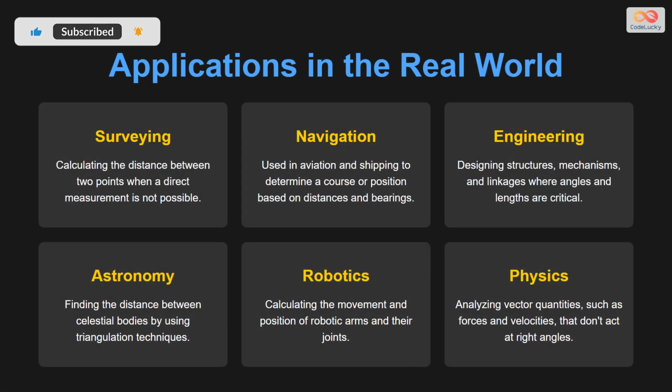This isn't just a theoretical concept. The law of cosines is incredibly practical. It's used in surveying to calculate land boundaries, in navigation for plotting courses, in engineering to design stable structures, and even in astronomy to measure vast distances between celestial objects. Anywhere you have a triangle and need to find a missing measurement, this law can be applied.